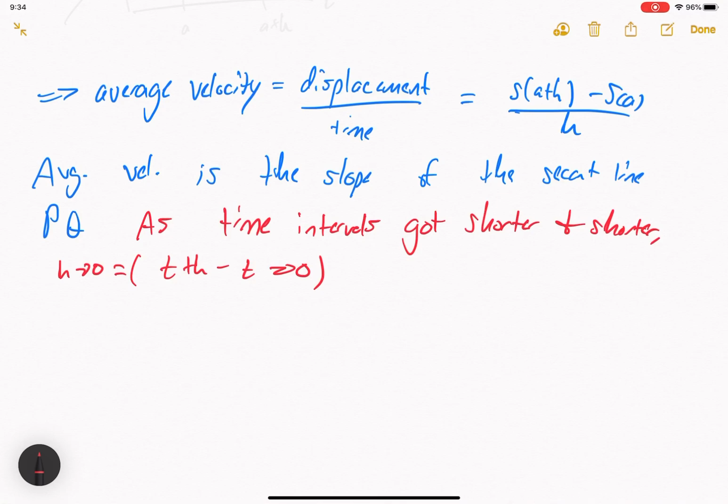So as the time got closer and closer to each other, as the time interval got smaller and smaller, or shorter and shorter, whatever you want to say, remember we had the average velocity, and we had that approach the actual velocity.